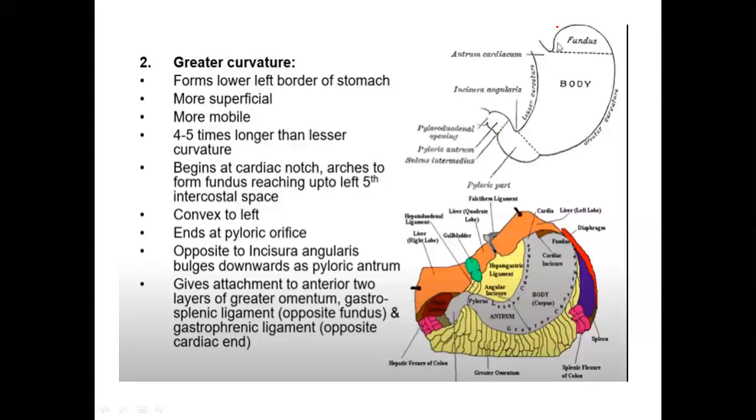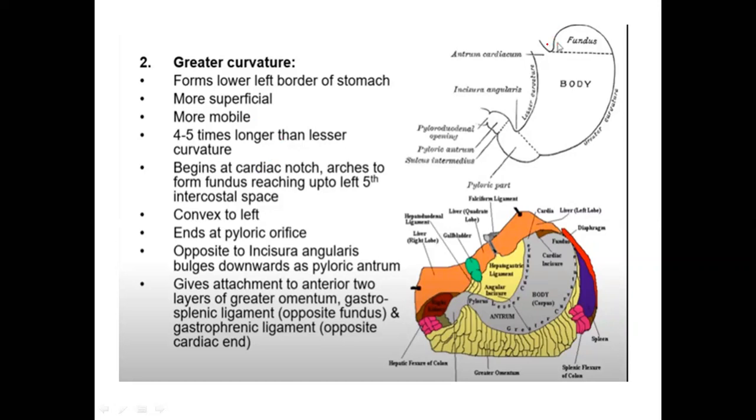Now this greater curvature is the left border of the stomach, while the lesser curvature forms the right border of the stomach. The greater curvature is a mobile part, while the lesser curvature is a fixed part. The greater curvature is 4 to 5 times longer than the lesser curvature.